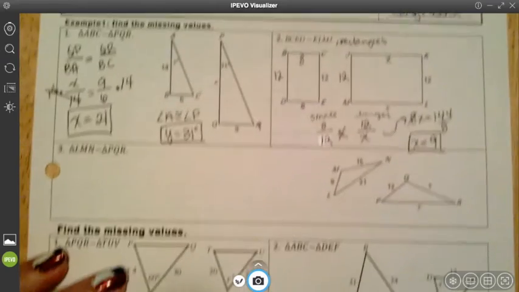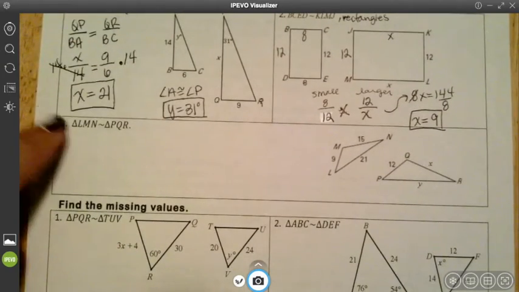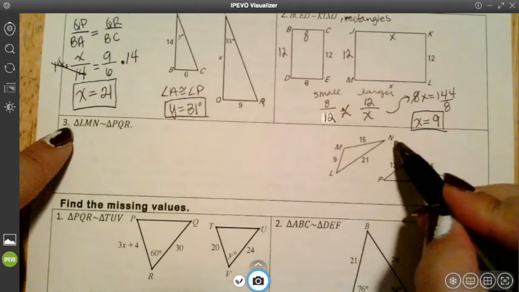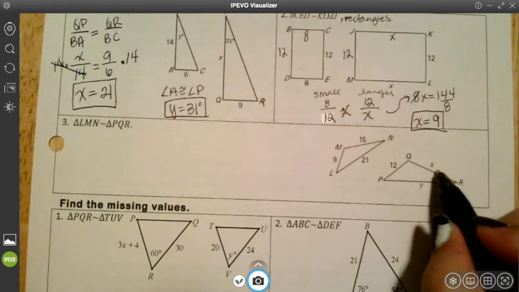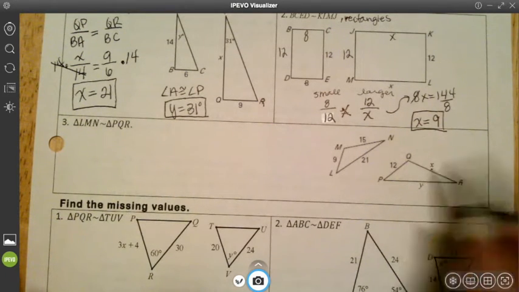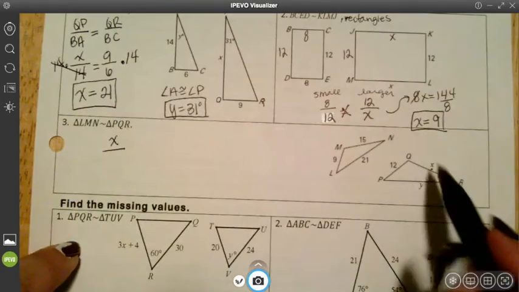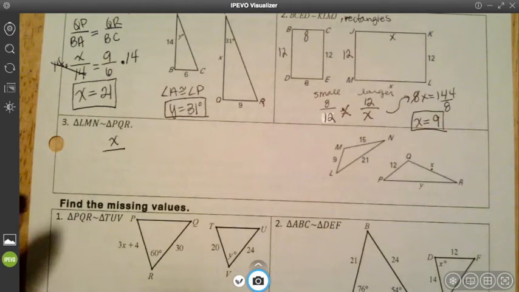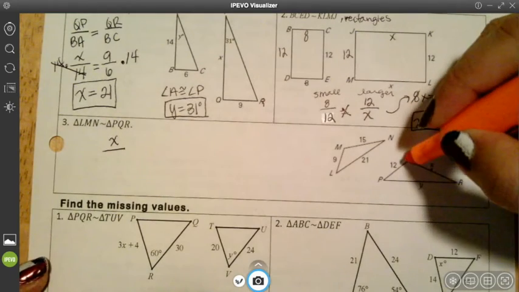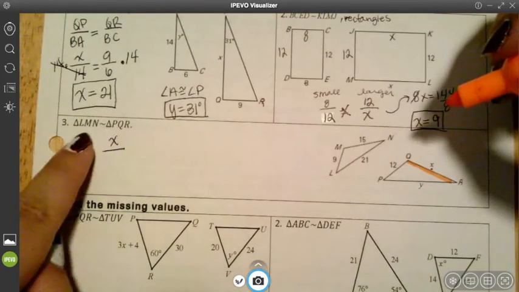For example 3, we're comparing the two triangles here, LMN and PQR. I'm going to start by solving for X. So I'll put the unknown on top, starting with QR. X over, and which side corresponds with QR? Let's use colors. QR corresponds with MN.